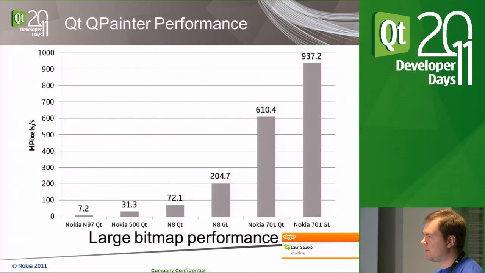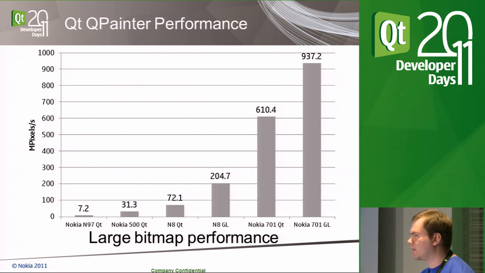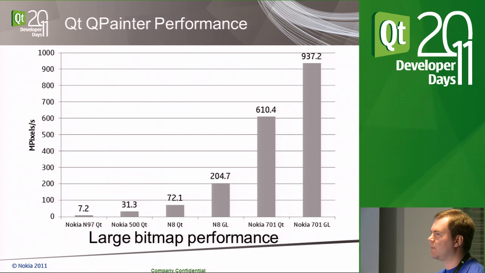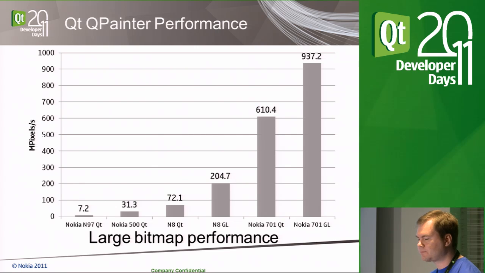Then I would call the black sheep in our Nokia devices the Nokia 500. That's a special device that doesn't come with 3D graphics acceleration, but comes with OpenVG acceleration. And here's the performance difference, a little bit more than 3 times, that you can get for your bitmap performance if you use the Nokia 500 with Qt.